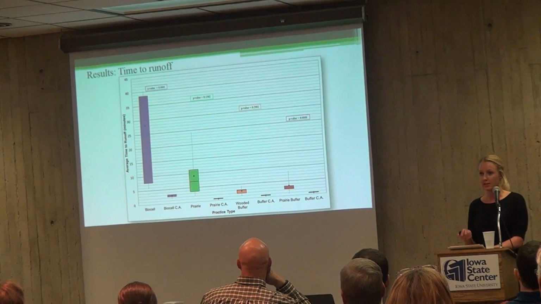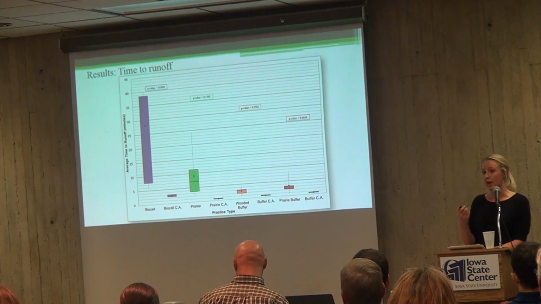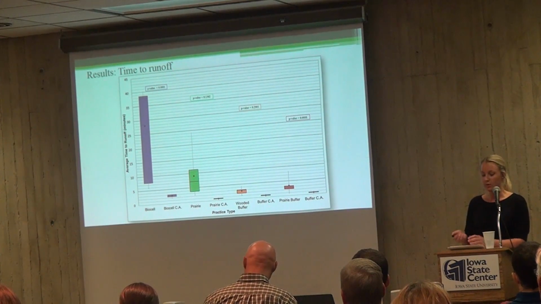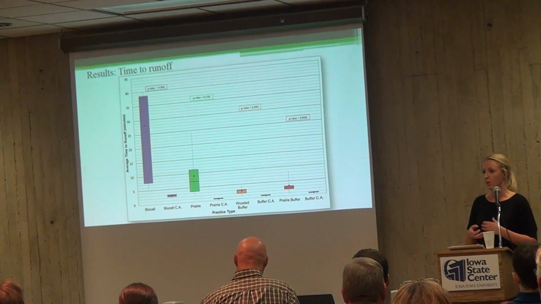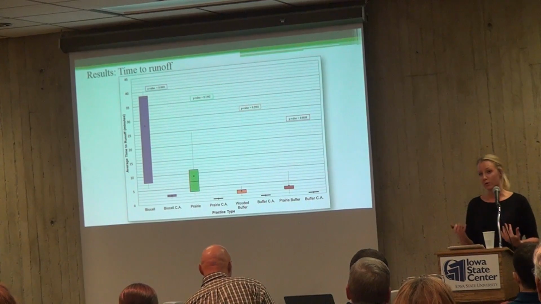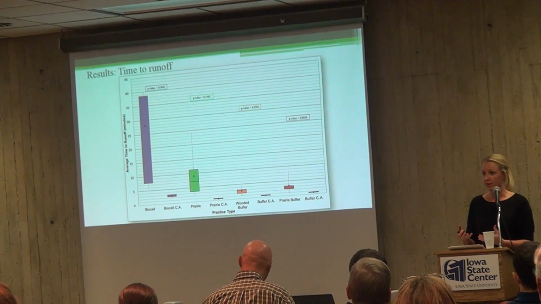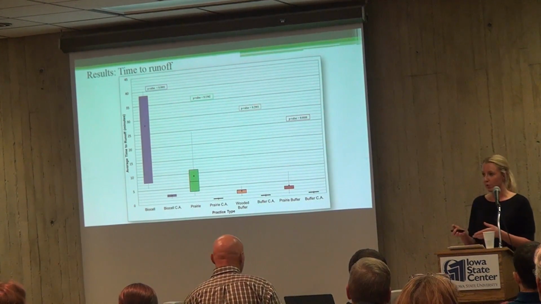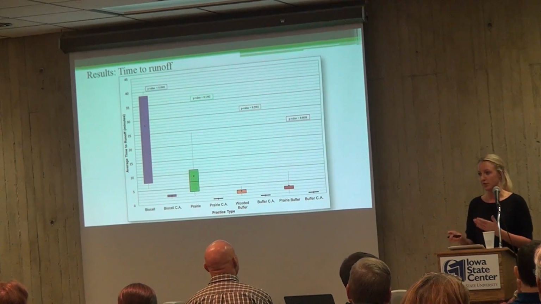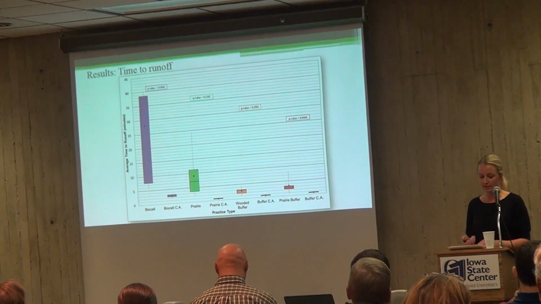But for these instances, we censored the values so that the time at which we ended the observation, we used that value for the time to runoff. So if an observation ran for 40 minutes and we had 100% infiltration during that time, we recorded that time to runoff as 40 minutes for the purposes of the data analyses.